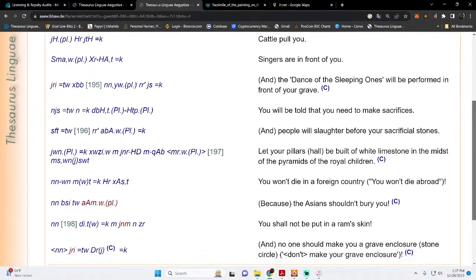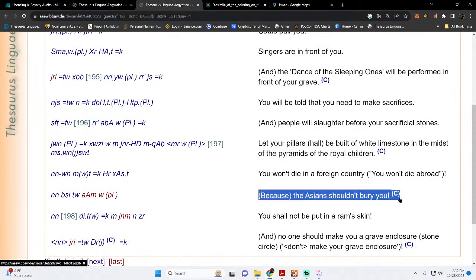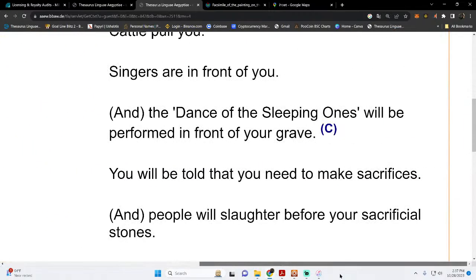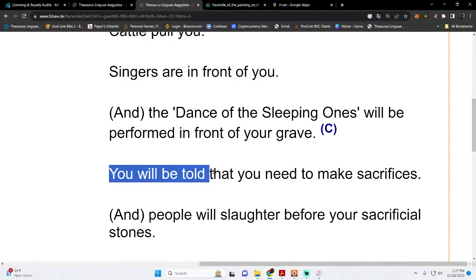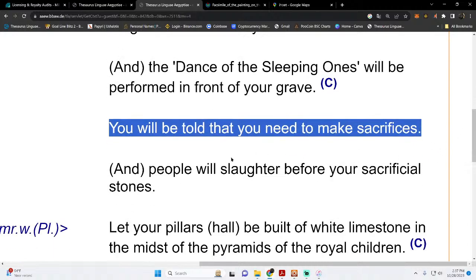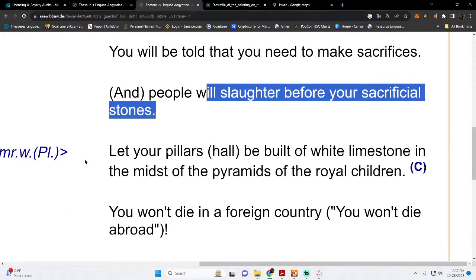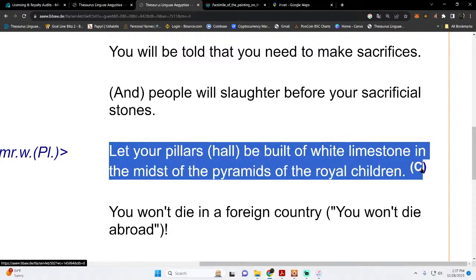Oh, man, if I read all this and I'm beyond the point, hold on. Now, let's just stop right here. I ain't beyond all the points. Good. Because I'm just skipping. He's going to keep telling them, the singers in front of you, you good, all the stuff going to happen. Don't worry. You will be told that you need to make sacrifices. And the people will slaughter before you sacrificial stones. Let your pillared hall be built of white limestone. So basically, Senusret gave him love.